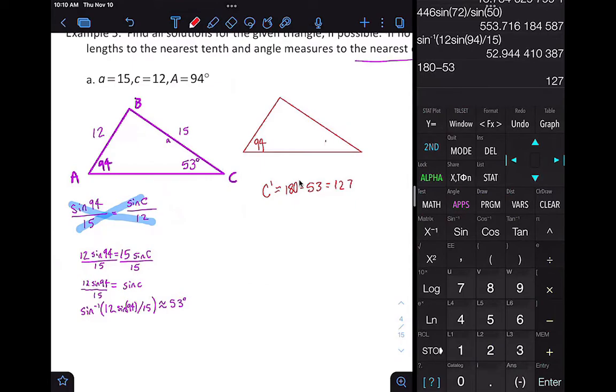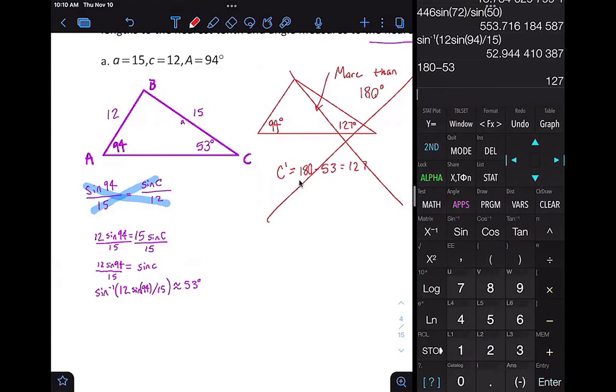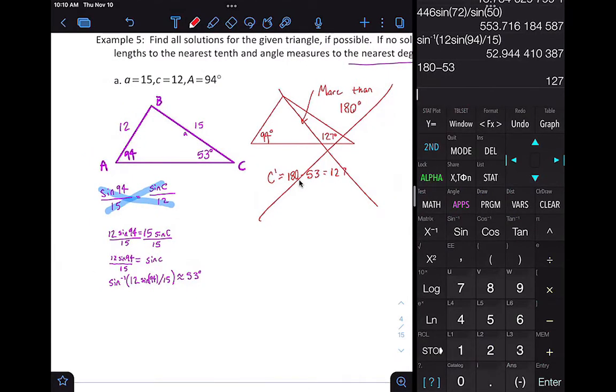Now there's an issue with this angle right here. Notice that if my second case for angle C is 127, I have 127 and 94. That's already bigger than 180. So this triangle, you can't have that case, because the angles add up to more than 180. So what does that mean in our case? There's only one triangle that's going to work out here. If it adds to more than 180 with that second case, after you get your other angle, then you say there's no second triangle.